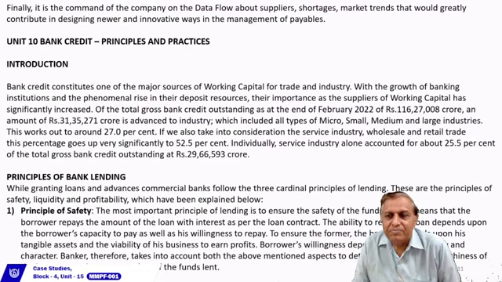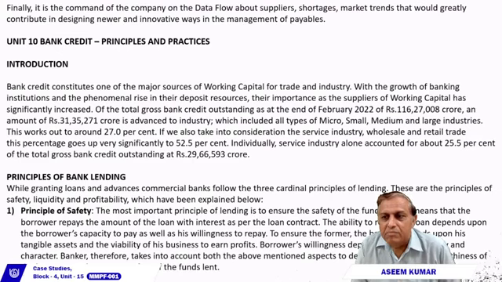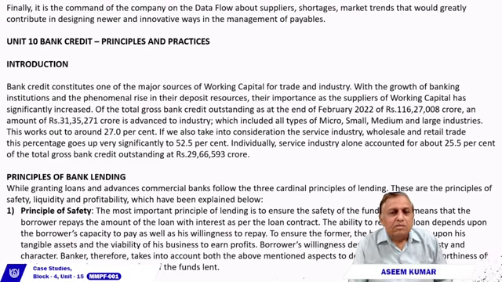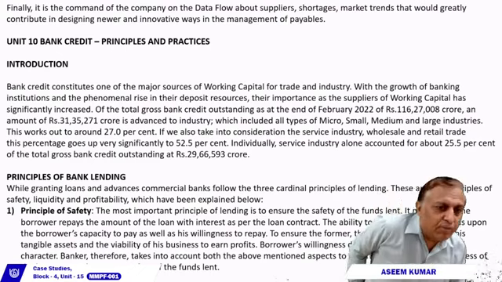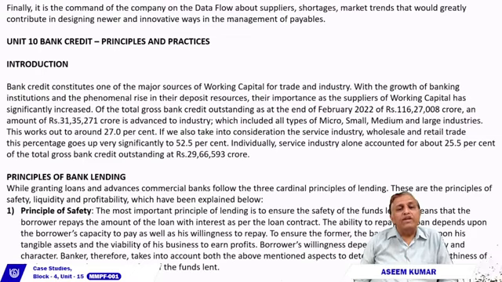Which included all types of micro, small, medium, and large industries. This works out to be 27%. Why? Because 1 crore 16 lakh and 27% of it is 31,35,000 crores. If we include the service sector also, then the wholesale and retail trade, this percentage goes up very significantly to 52.5%.